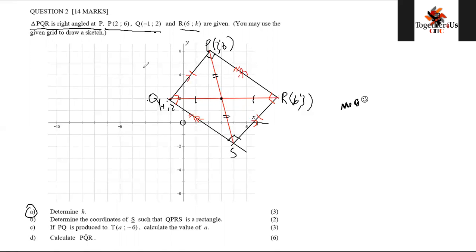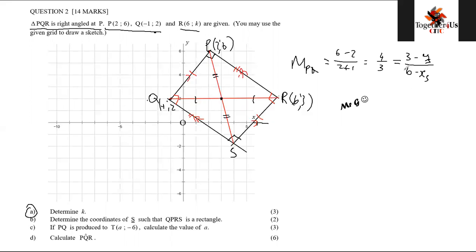So check this. Knowing the gradient of QP, I've erased it, but we had actually found it. Maybe we can quickly find m_PQ once again. That's going to be (6 minus 2) over (2 plus 1), and we can see this is 4 over 3, right? Now, I know this gradient has to be equal to the gradient of RS, which will be (3 minus y at S) over (6 minus x at S).